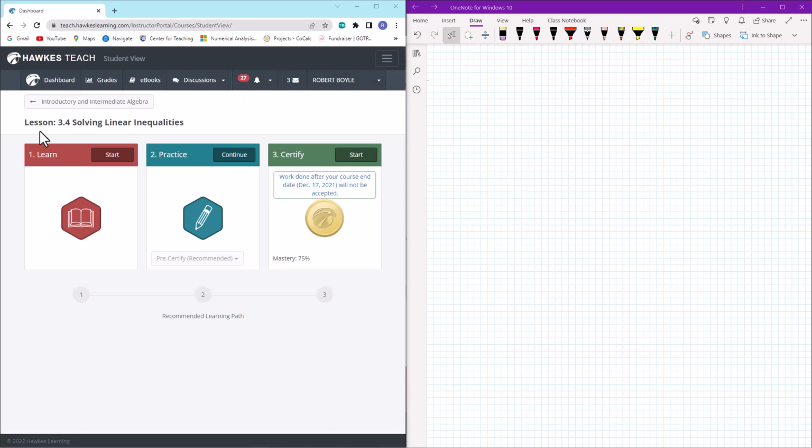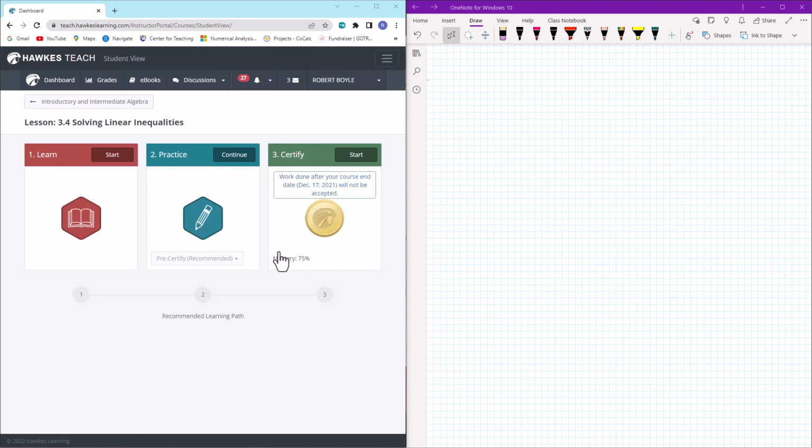Notice here that I have lesson 3.4 up. It's called Solving Linear Inequalities. If you needed some help, you can go through the learn phase. It has a whole bunch of things that will help. And of course, right here is practice, which is what I'm going to be doing. The idea here is you want to practice a bit before you actually attempt to do your problems.